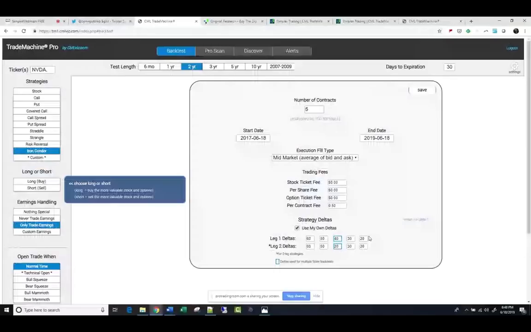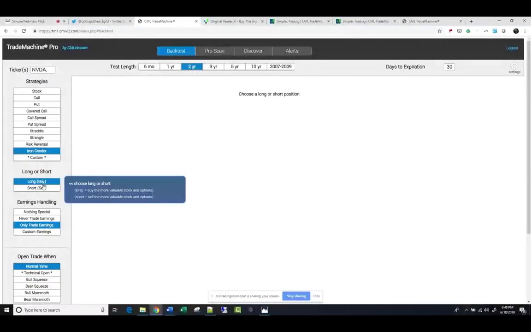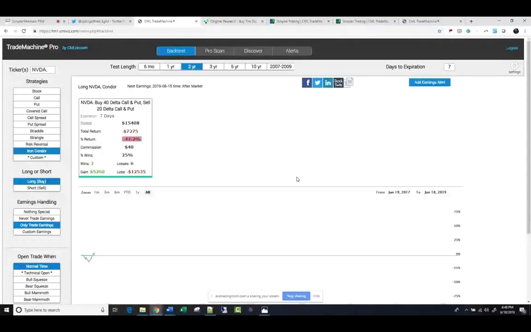Oh, you can't see my screen. Okay, sorry. So I'm going to get long an iron condor only during earnings. And over the last 2 years, and actually I want to use the weeklies. So let's make a bet on volatility. Does it work in NVIDIA? No. Does that mean being short one works? Not necessarily. Okay, well, there you go.